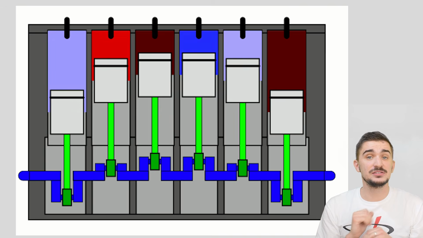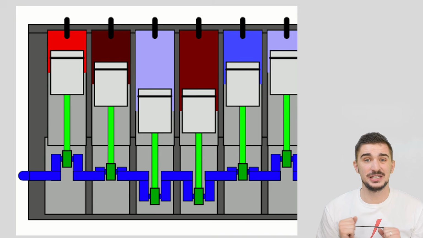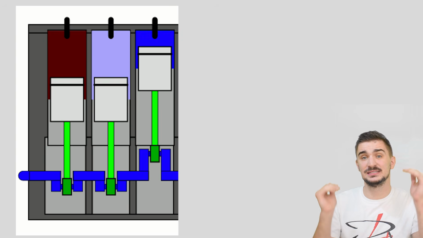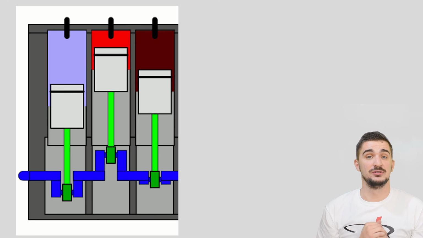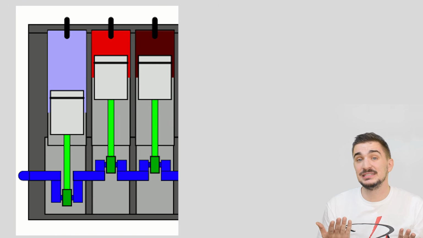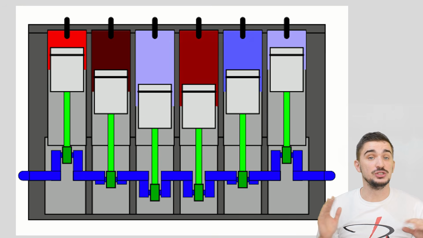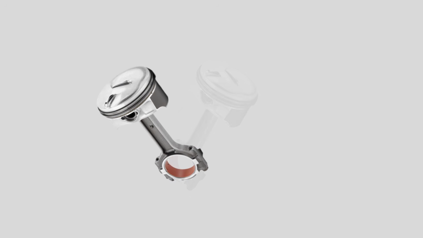The inline 3-cylinder has no issues with secondary balance because at any one time the 3 pistons are at different parts of their stroke, which means that there's no problems with secondary balance. The inline 6, of course, inherits this, and it also has no issues with secondary balance.